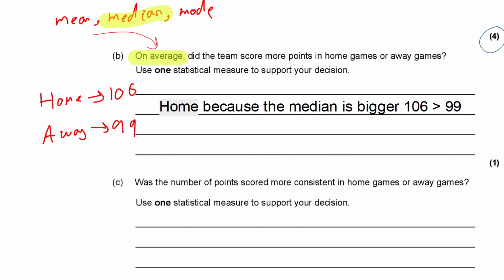So let's put this in red. Right, that's the answer, home. Good. You've got to state the median. Okay, let's make this red. And then the end bit is there.